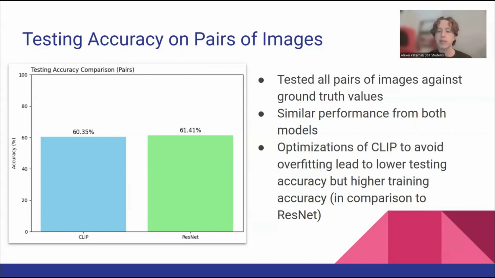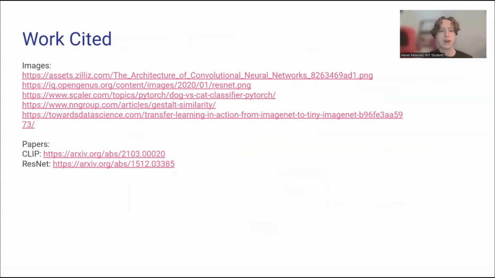If more epochs were performed, we hypothesized that CLIP would perform better than ResNet due to the overfitting precautions that we created. Here are our sources.